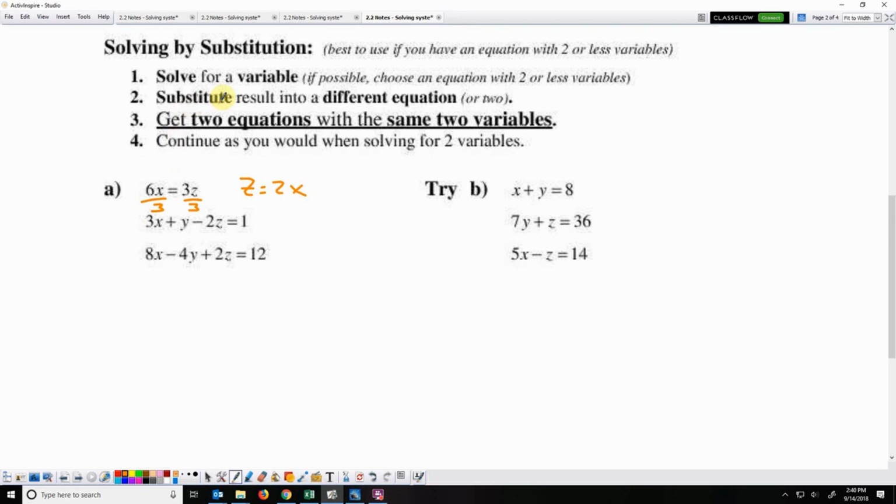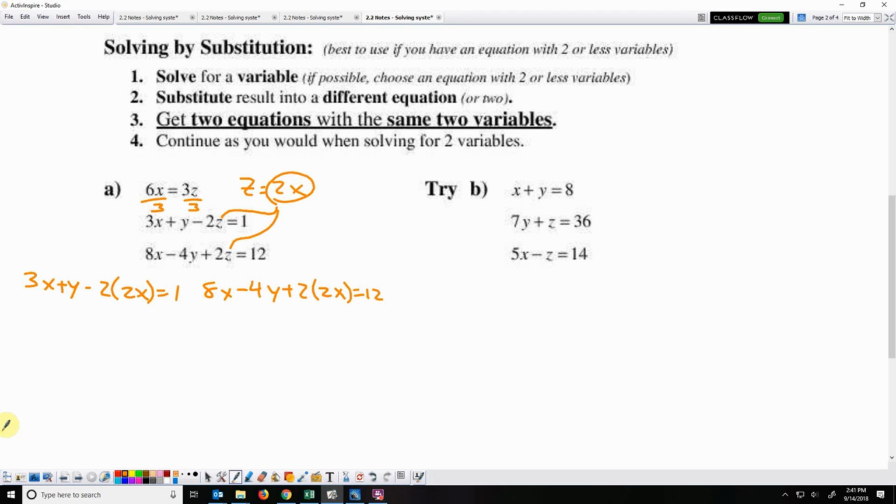Now what I want to do is substitute that result into a different equation, or possibly 2 equations. Z shows up here and here, so I'm going to plug that value of z in right there and right there. So I'll get 3x plus y minus 2 times, and the z becomes 2x, equals 1. And 8x minus 4y plus 2, and that z becomes 2x, equals 12.